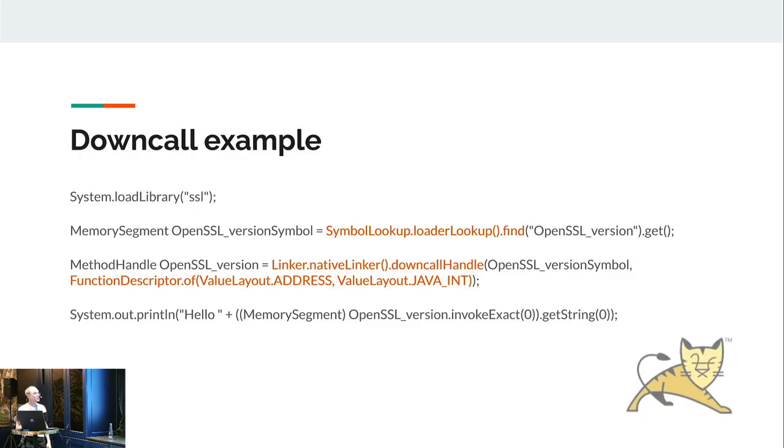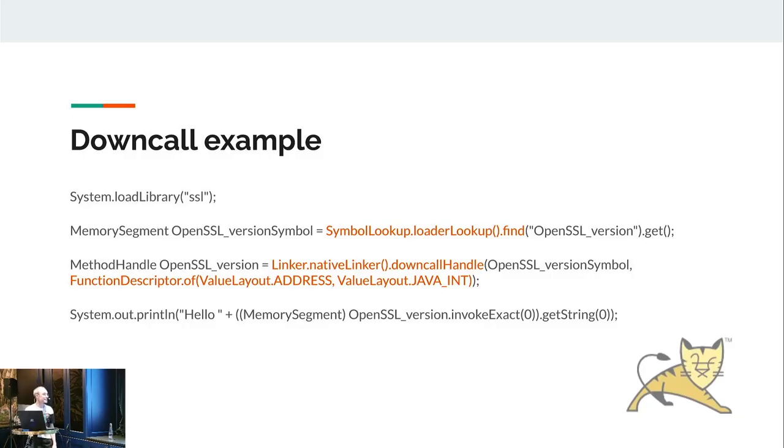Then you're going to generate the method handle we can call to invoke the native method. You're going to use the linker. You say it's a down call, basically, and you associate the symbol you got from here through the function descriptor that describes the call. So basically, it's a method that takes an int. It's not really used anymore, as I said, but it still takes an int at the moment. It returns a pointer containing a string, basically.